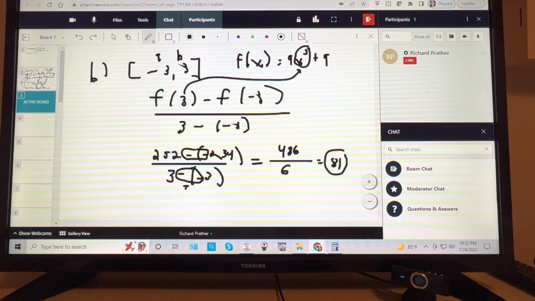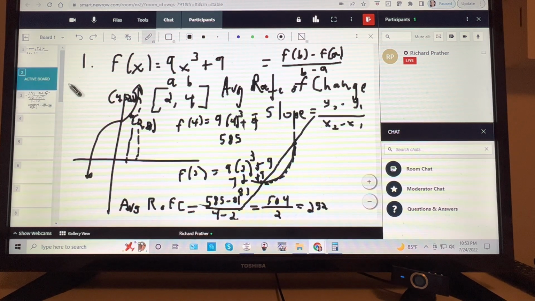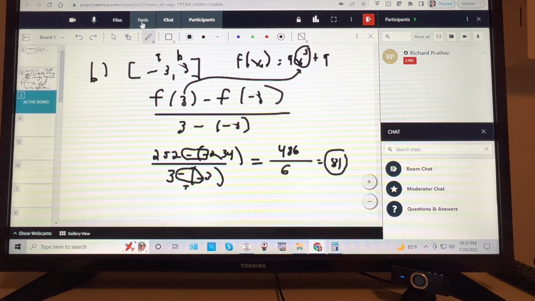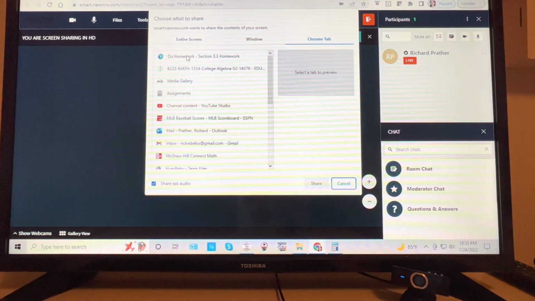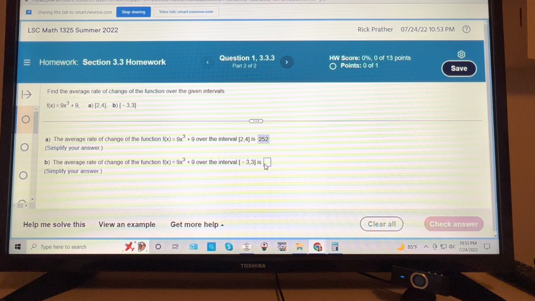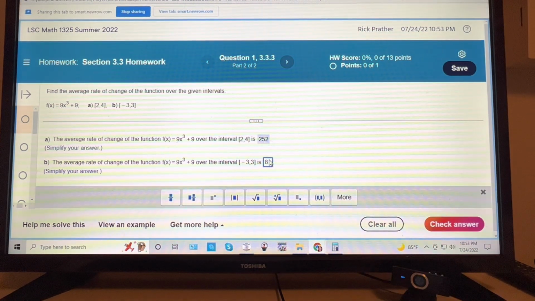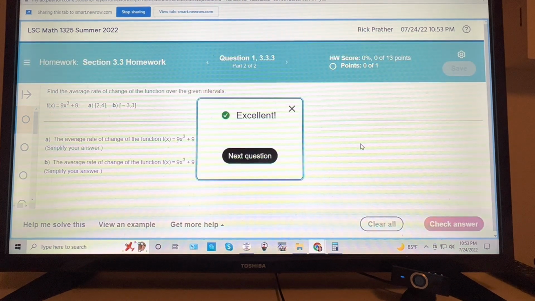And that's because the 2 to 4 interval is already on the side of this curve where it's starting to shoot up pretty fast. But if you go from -3 all the way to 3, you've got this flat portion that's going to bring the average down a little bit. So it kind of makes sense that it has a smaller answer than part A, 81. That's one of 2 topics in this section 3.3 is doing average rate of change. And if you think of algebra slope, it's a very similar concept.